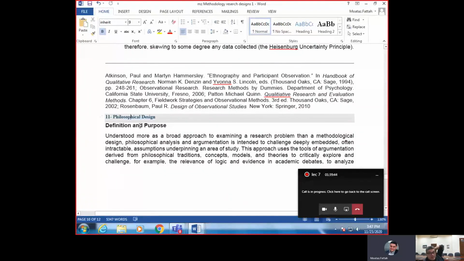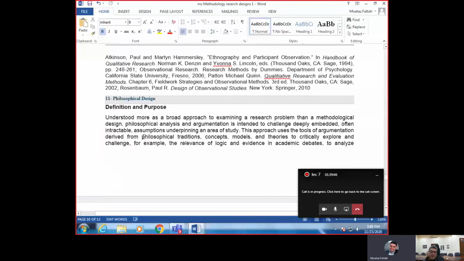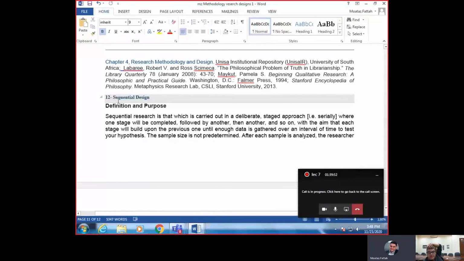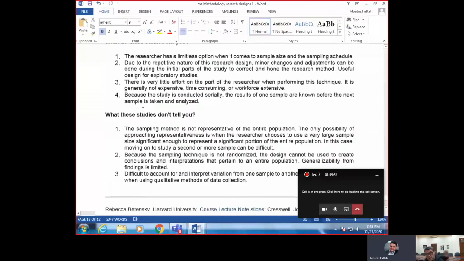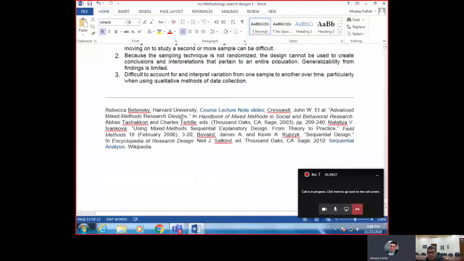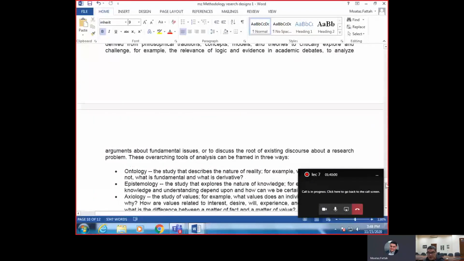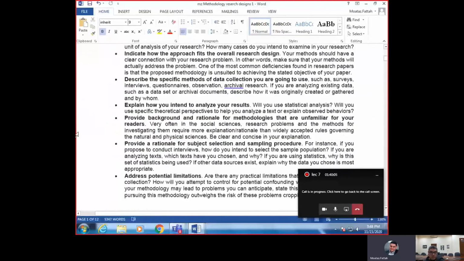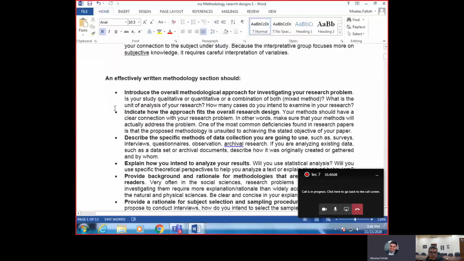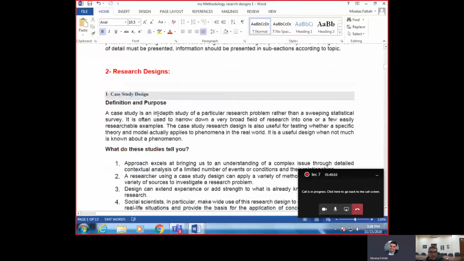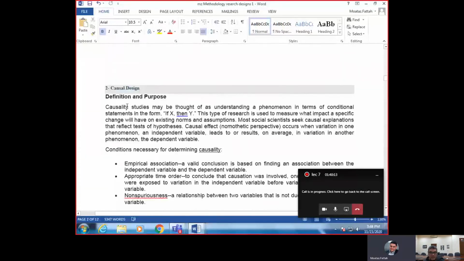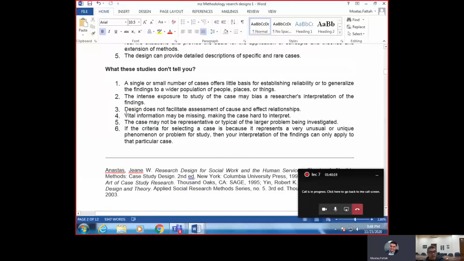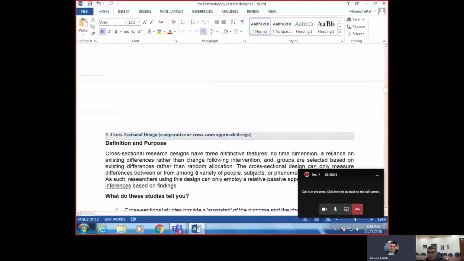Then philosophical design, widely used by people who study political philosophy and political thought. Sequential design, rarely used. Hopefully this was useful to you guys. Hopefully you got the idea. You don't have to use all those. All I want you to do is focus on how to effectively write the methodology section. Pick the designs that would be consistent with your research question, conceptual framework, and theoretical framework. And best of luck.